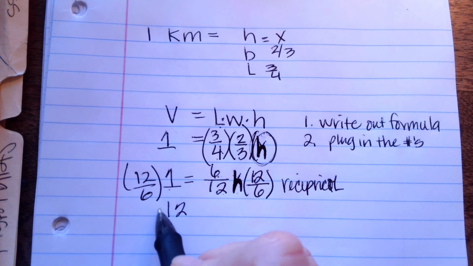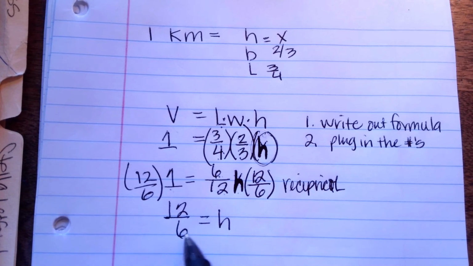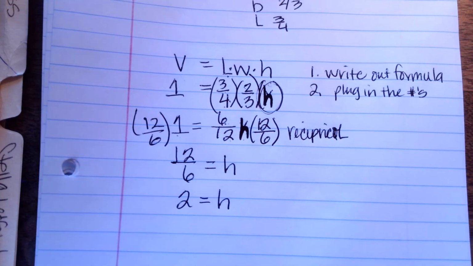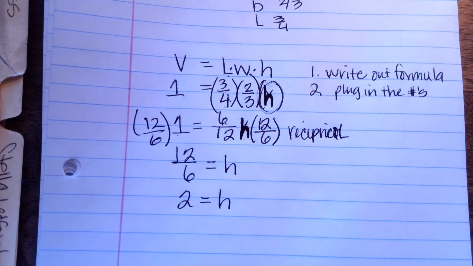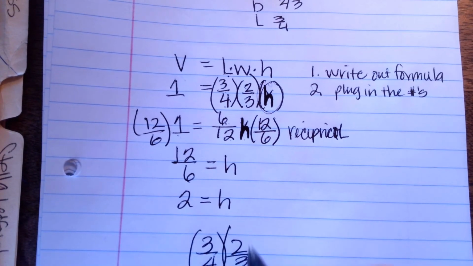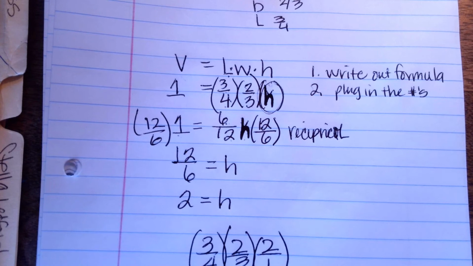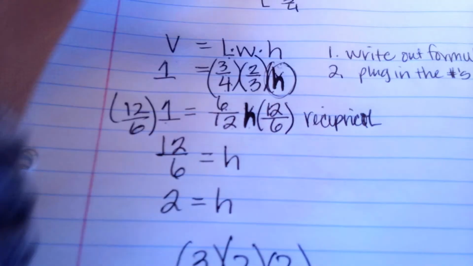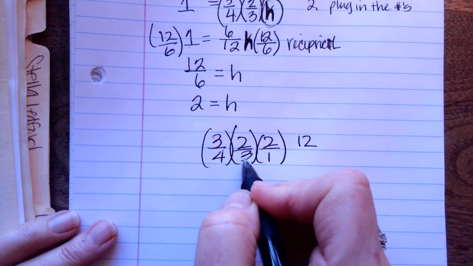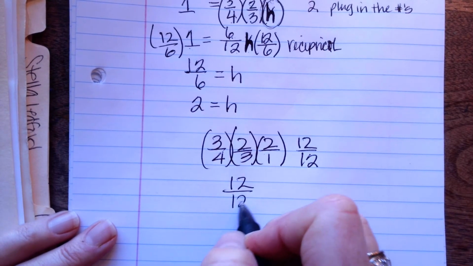12 times 1 is 12. 6 times 1 is 6. So H equals 12 over 6, which equals what? 2. And then we are going to multiply this out in our original equation to see if we did it right. So 3 times 2 times 2 is what? It is 12, right? 3 times 2 is 6, times 2 is 12, and then 4 times 3 is 12. So does 12 twelfths equal 1?